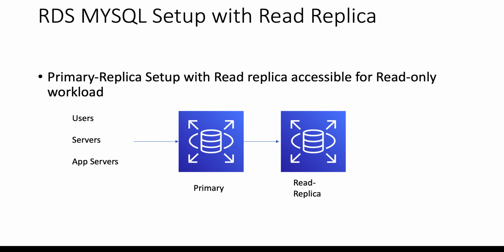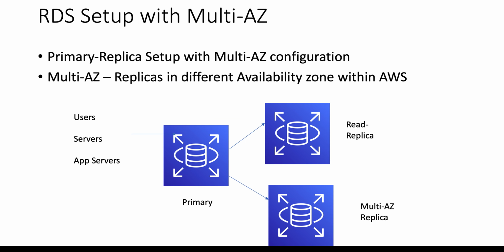Then we have another topology. In this case also, you can do a failover anytime. If there is a problem with the primary, you can always fail over to a read replica. However, it might require some downtime, right? Because you have to shut down everything and then fail over to a read replica. To avoid this, we also have something called multi-AZ. So in this way, I have a multi-AZ configuration.